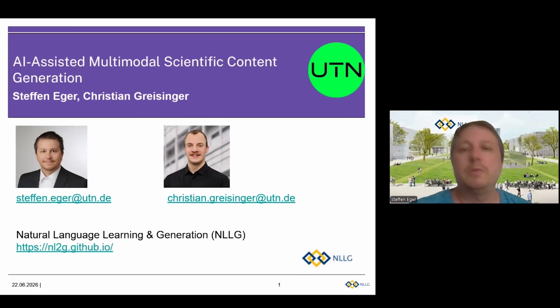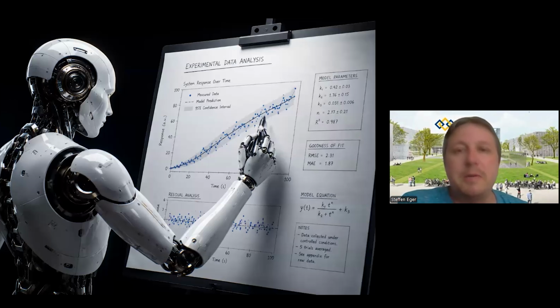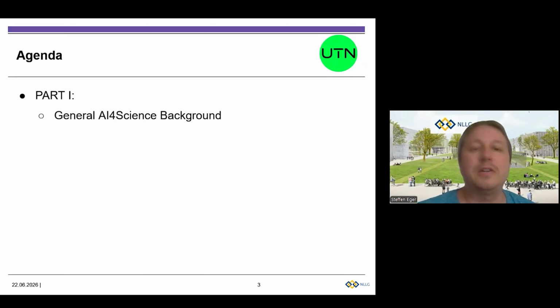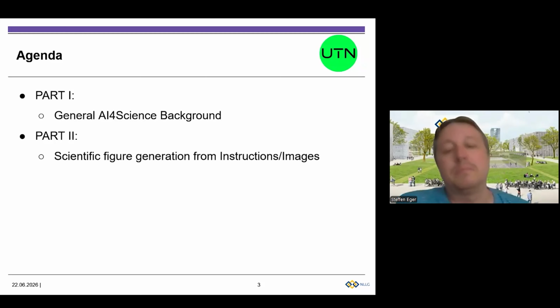We will talk mostly about how AI can help us paint scientific images, as you see here. However, we will start with a general AI for science background. And then in the second part, we will delve into scientific figure generation from instructions and images. I will give the general introduction for part one, and also for part two, I will give the general introduction, and then Christian will talk about his recent and ongoing research in this direction.